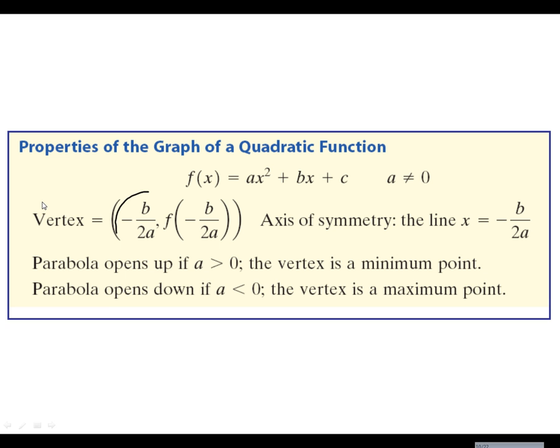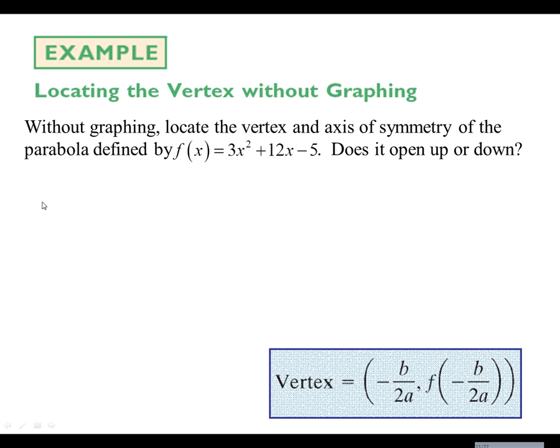Your vertex is always going to be at negative b over 2a. And then if we take that number and we plug it in for x, we'll be able to figure out the y value. All right, so let's try that here. We have negative b over 2a. Negative 12 over 6 is negative 2. Let's go ahead and plug that back in.